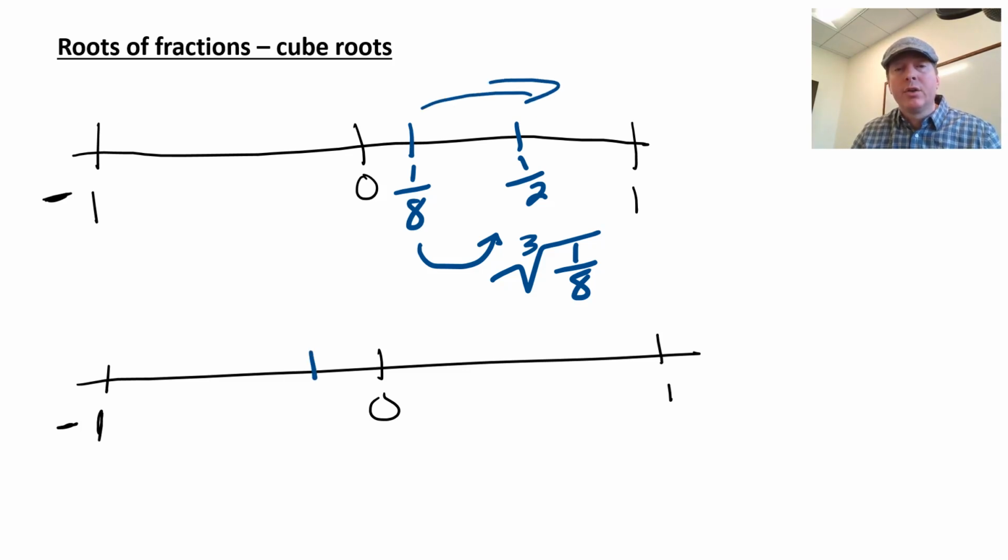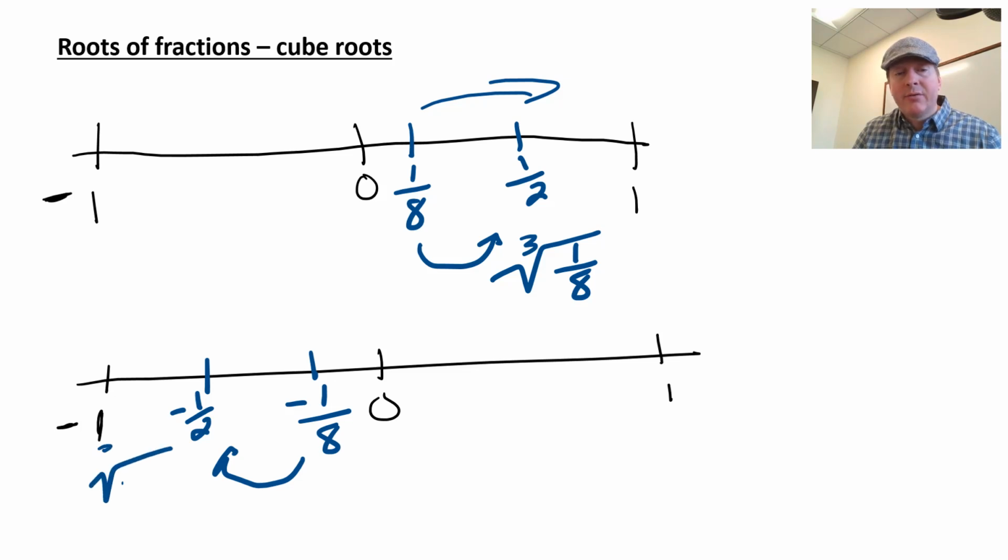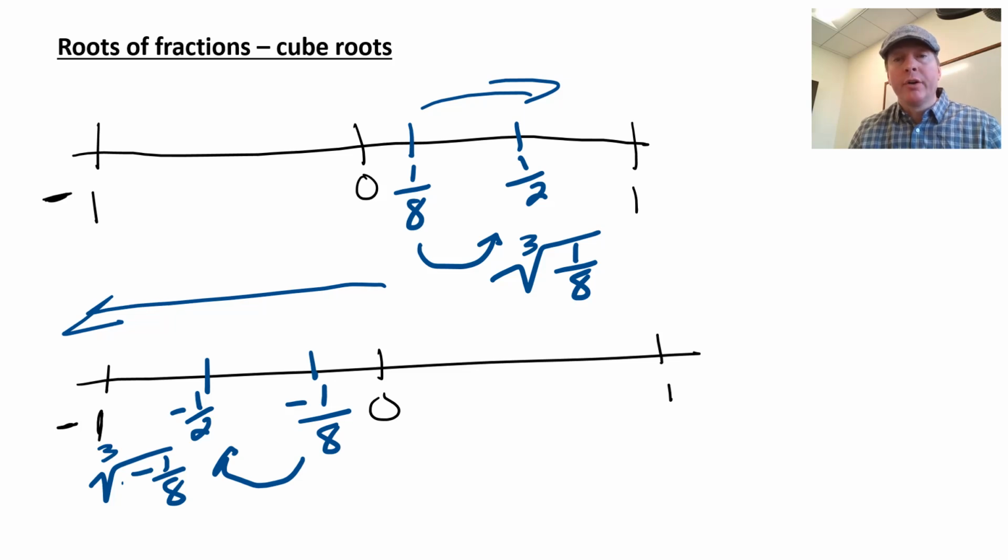Now, how about the cubed root of negative 1/8? Well, that is negative 1/2, so you're actually moving to the left on the number line if you're taking the cubed root of a negative fraction. Negative 1/2 is the cubed root of negative 1/8. You're moving to the left on the number line, you're getting smaller.